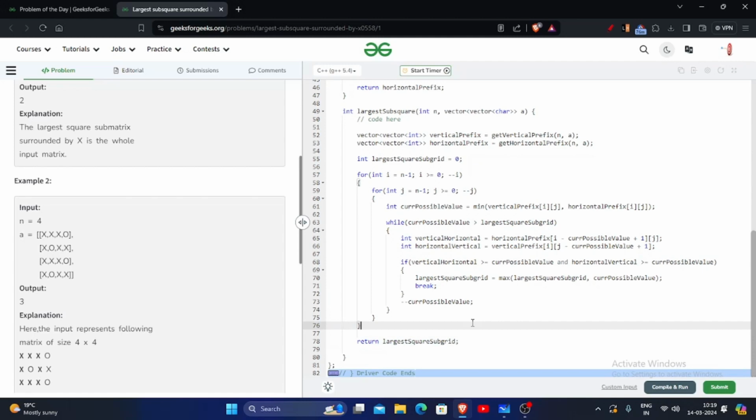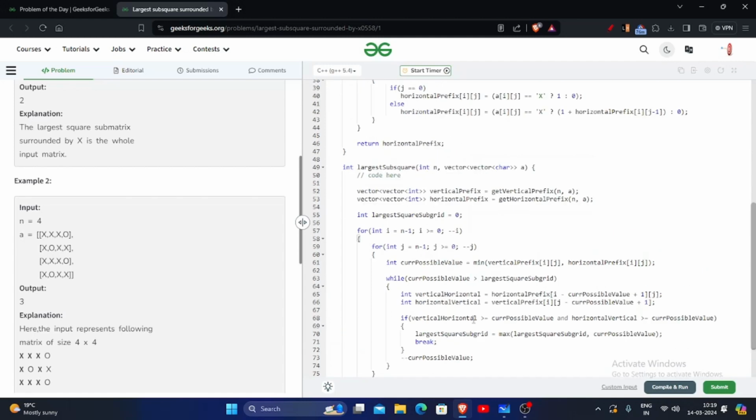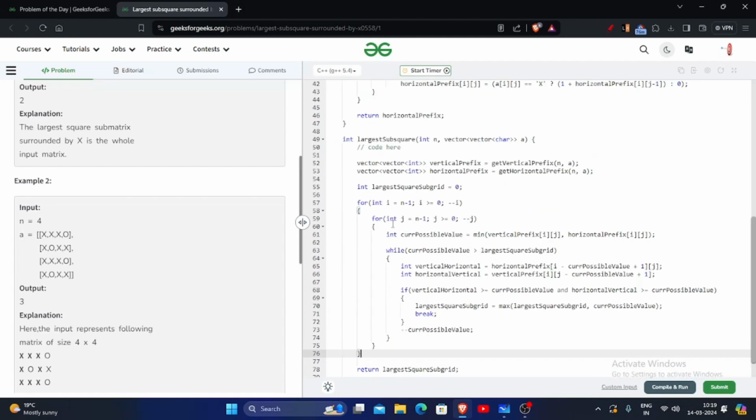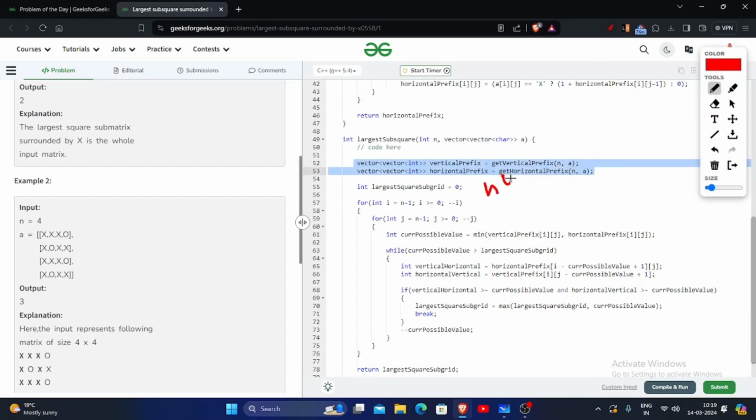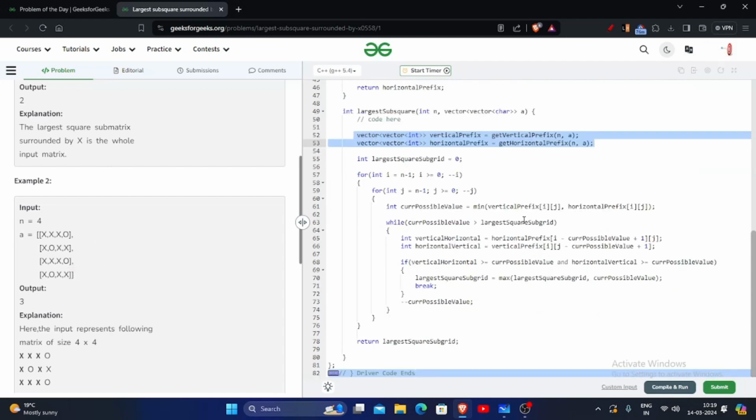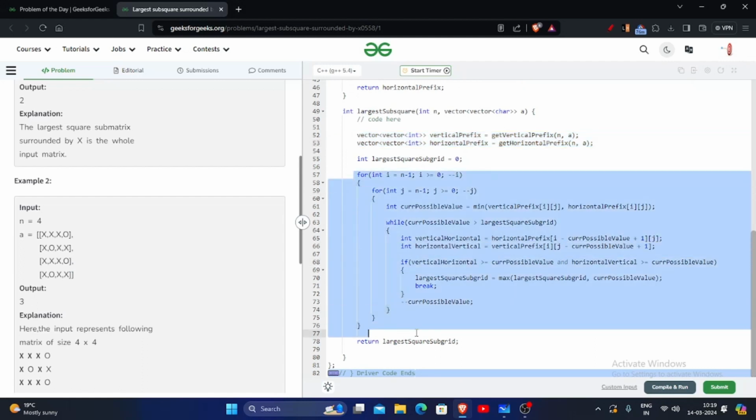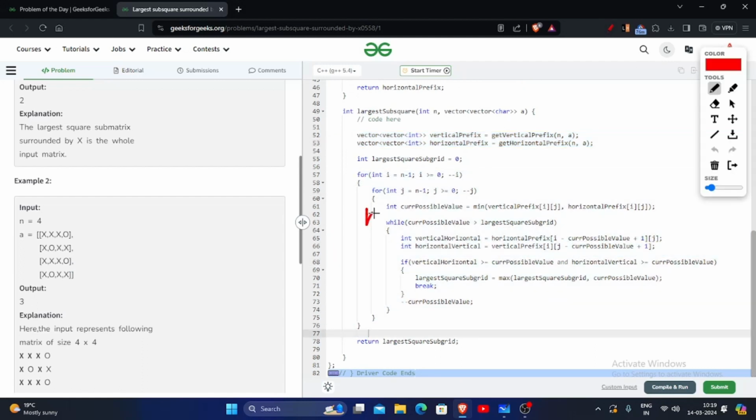Now coming to the time complexity. If you look, making this vertical and horizontal prefix array is n square, because we are making prefix arrays for both. So n square this is. Now for this loop, it looks like n cube, because I am iterating n here, and another n here.